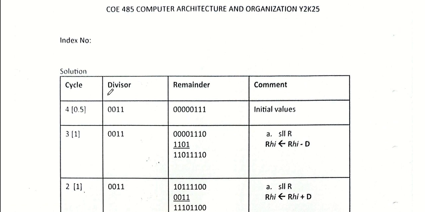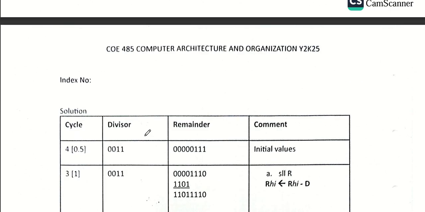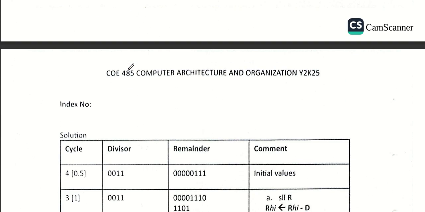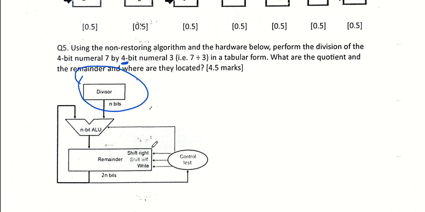Now you draw your table. Now the divisor. Remember the divisor here is n bits, and the divisor is 3. So 3 is 1, 1. But because it's n bits, and the bit size is defined as 4 here, you have to make it 4 bits by adding zeros in front. We are doing positive 3, so 0, 0, 1, 1. The remainder is what?